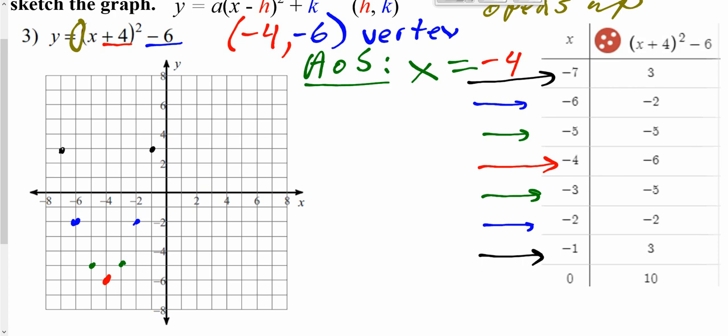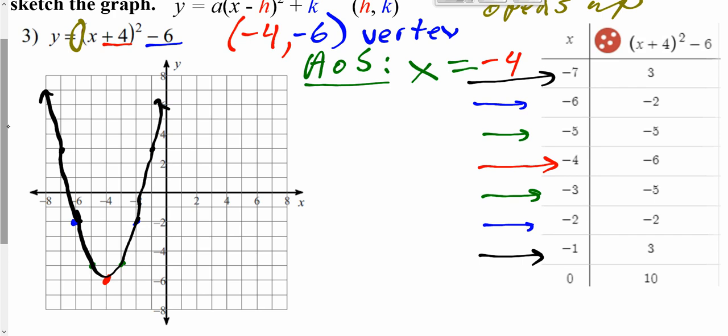And then we can draw in a nice smooth curve going between these points. By the way, it's easier to draw on paper than it is on a computer screen. That's the rough sketch of your graph.